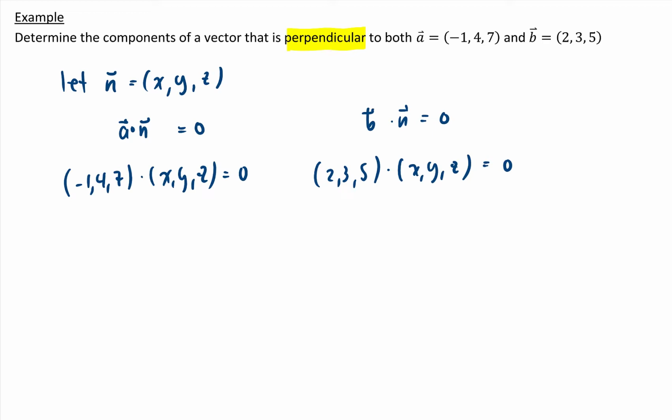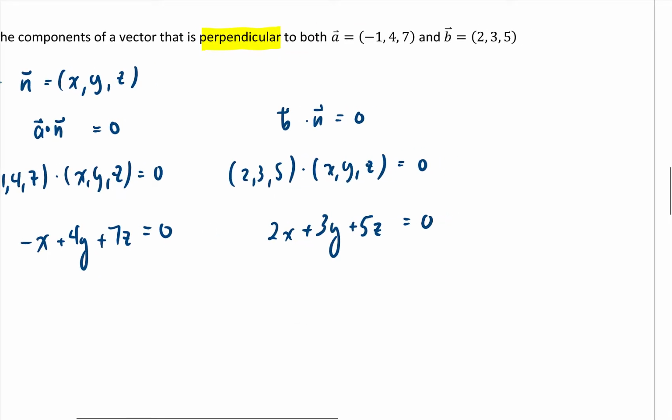If I dot these vectors, I get negative x plus 4y plus 7z is equal to 0. And I get 2x plus 3y plus 5z is equal to 0. So notice I have two equations and three unknowns. And I have more unknowns than equations. So this tells me that there must be an infinite set of solutions. So let's talk about why this is true.